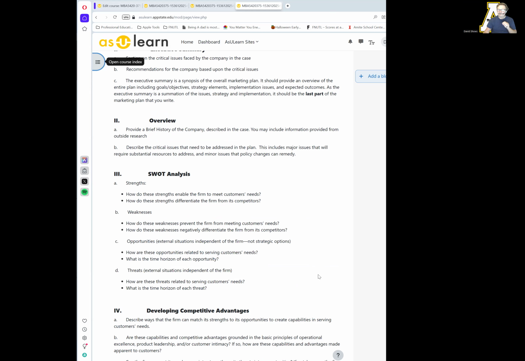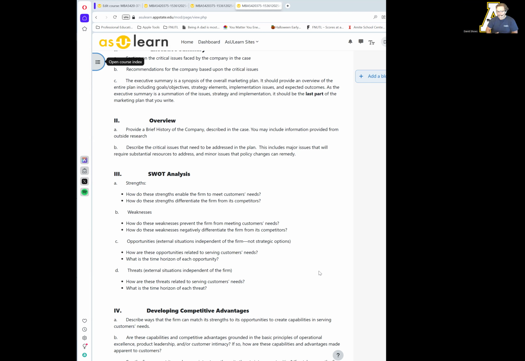Next, I want you to do an in-depth analysis using a SWOT. Your SWOT analysis will contain the strengths that enable the firm to meet their customers' needs. The strengths, remember, can be both physical and intellectual. And how do those strengths differentiate them from the firms with which they compete? The weaknesses: how do those weaknesses prevent the firm from fulfilling customer needs, and how do those weaknesses negatively differentiate the firm from their competitors?